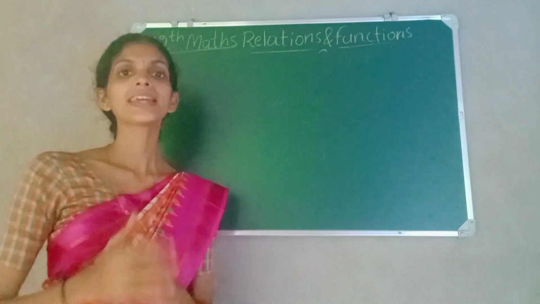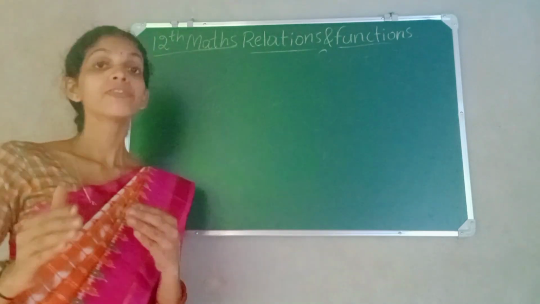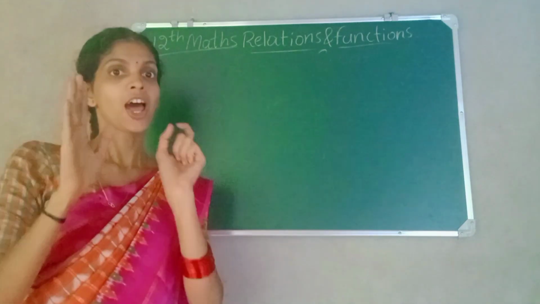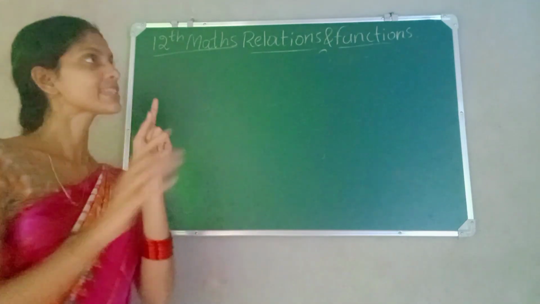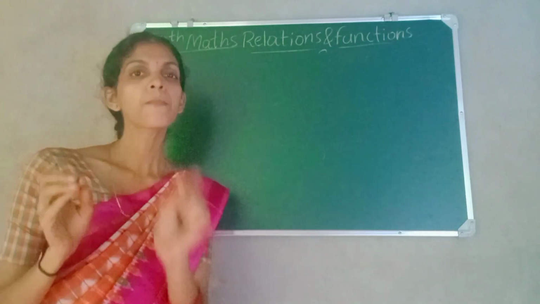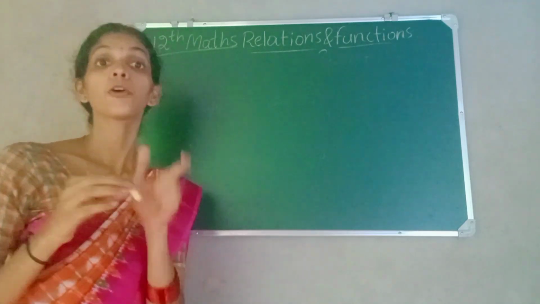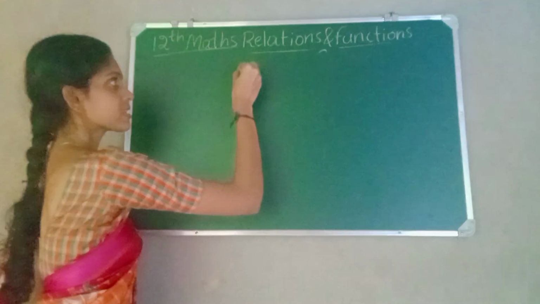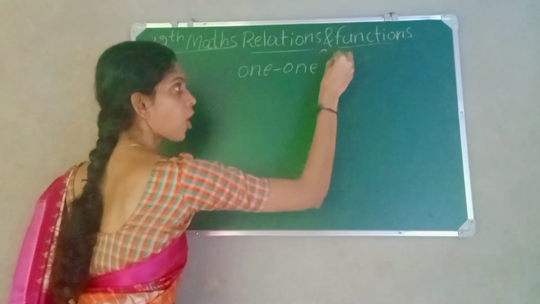In this series I will try to explain the concepts as simply as possible. Today I will discuss the unit Relations and Functions, one of the important concepts that comes for 5 marks. The concept is one-one and onto relations.